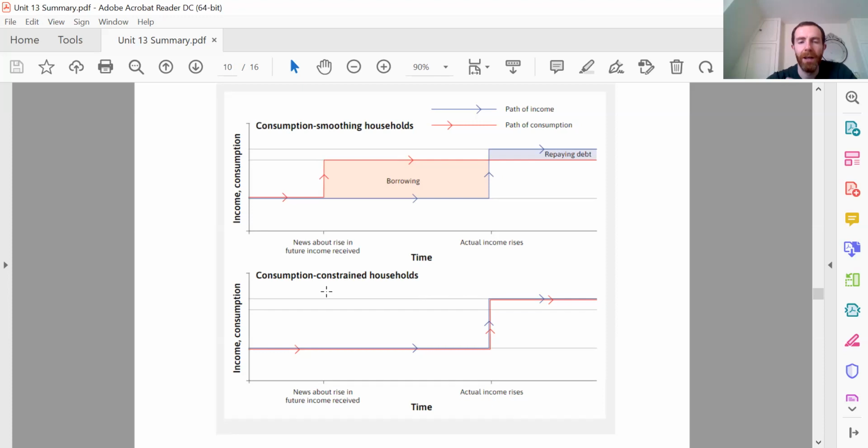It says here consumption constrained. It's a scenario where the household can't get access to borrowing. Well, they get the news about their future income going up, but they can't do anything, right? Because all they're able to do is just spend whatever income they have. And so the path of consumption and income stays the same. And then when the income does rise, they do get to increase their consumption. But what you see for this person is we don't get that smoothness, right? We just get this low level, then a jump up to the high level. And as I said earlier, people prefer smoother consumption over time, and we generally see that in data and evidence. So this person who's constrained can't achieve that.